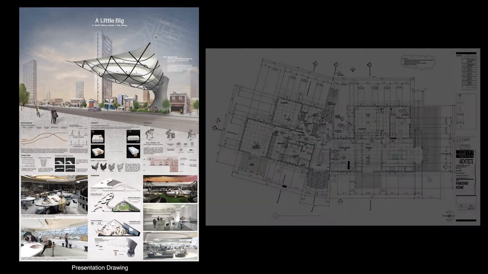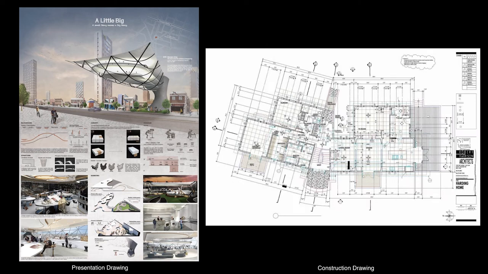Traditionally in architectural practices, there are two types of drawings, the presentation drawing and the construction drawing. Presentation drawings are used by architects to convey their ideas to clients, while construction drawings are used to convey the architect's ideas to builders, contractors, and suppliers.